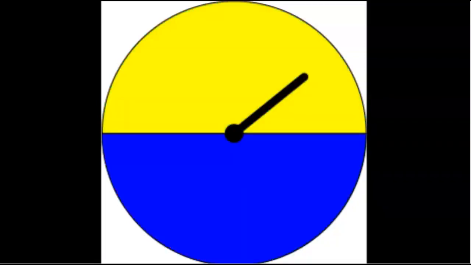Here's a third spinner. This one is our equally likely spinner. You'll notice that it's split exactly in half. That means it's equally likely to get yellow, and we're equally likely to spin on blue. Equally likely means I have a 50-50 chance of that outcome happening.